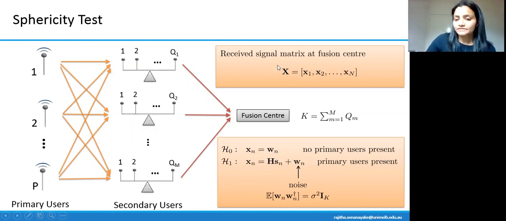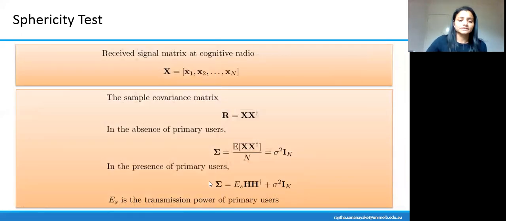Based on this received signal, this X matrix, now I want to make a decision about the presence and absence of primary users. Researchers have used different techniques. For example, under energy detection, we check the energy level of this received signal matrix. But under the sphericity test, we actually check the structure of this received signal matrix. How we do that is like this. First, based on this received signal matrix X, I calculate this R matrix, which is the sample covariance matrix. It is simply XX dagger. So I calculate the sample covariance matrix.